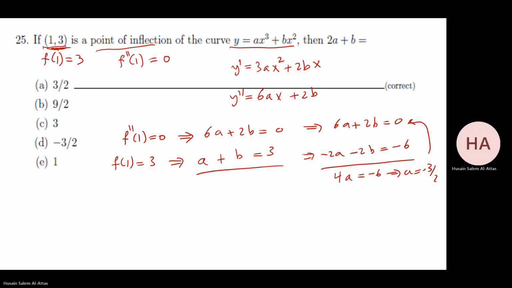Plug it here. I make mistakes. This is 4a. I add them, this is minus 3 over 2. Plug it here: 6 times minus 3 over 2. What is this? Minus 3 times 6 is minus 18, over 2, so it's minus 9, plus 2b equals 0, so 2b equals 9, so b equals 9 over 2.